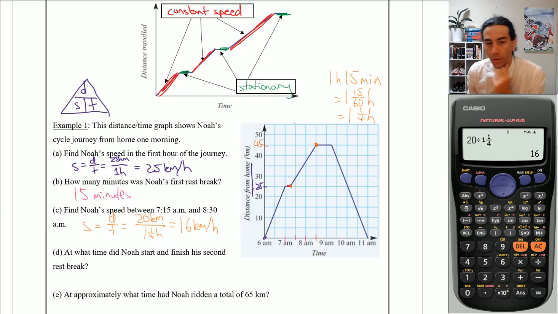That's safer. At what time did Noah start and finish his second break? So, the break started here. That's halfway between 8 and 9, that's 8:30. It finishes at 9:15. So it starts at 8:30 a.m. and finishes at 9:15 a.m.